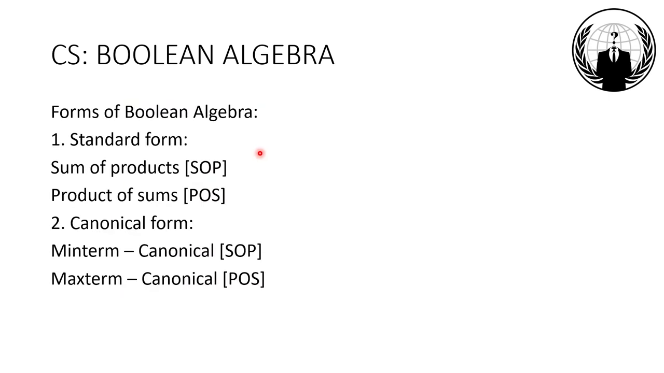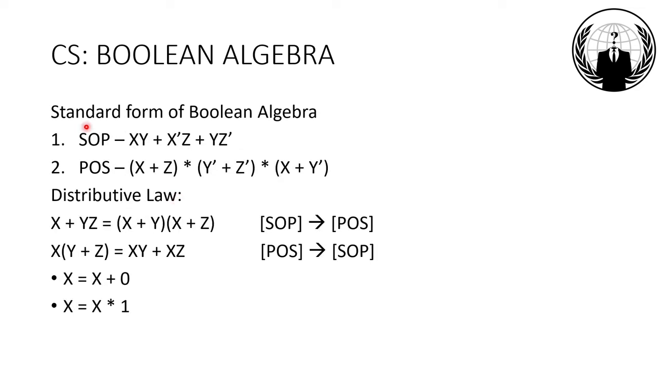Now here is the topic, forms of Boolean algebra. As I have been saying, sum of products and product of sums are the forms of Boolean algebra. There are two forms, standard form and canonical form. We will be dealing with standard form in this video. Sum of products and product of sums are part of the standard form of Boolean algebra. Sum of products means the individual terms are in the form of products, and overall they are connected by sum. In product of sums, the individual terms are in the form of sums, and they are connected with each other by the product.